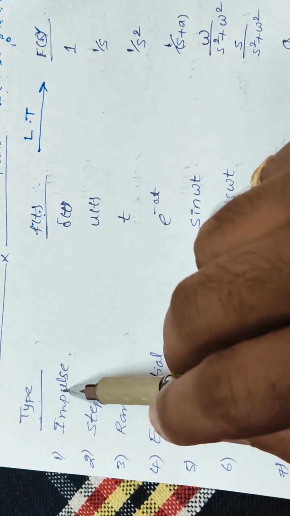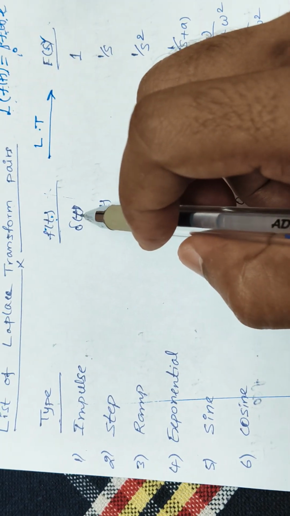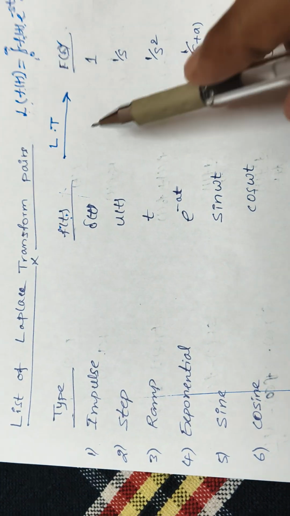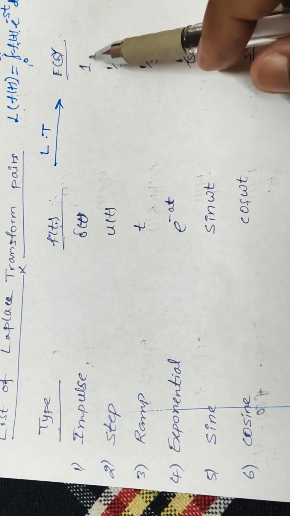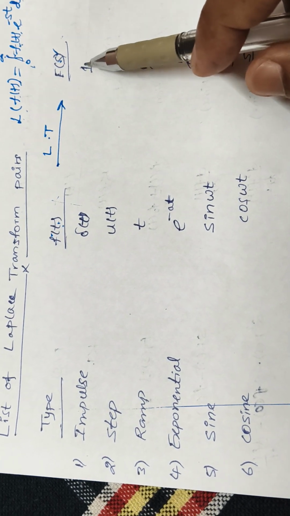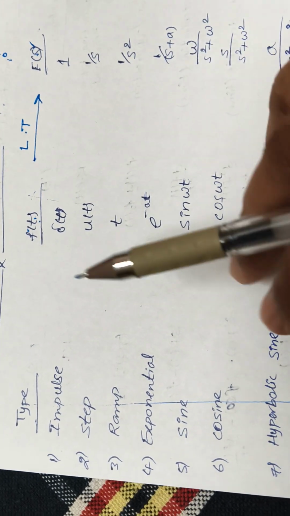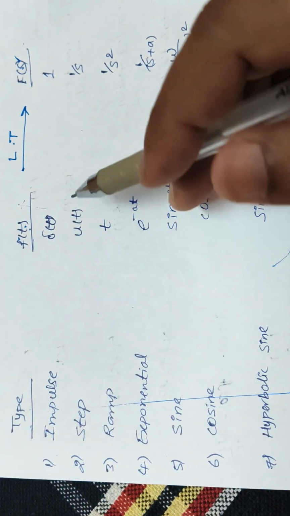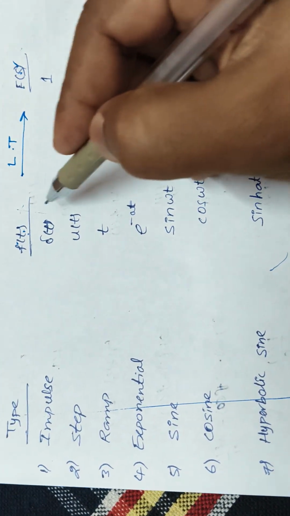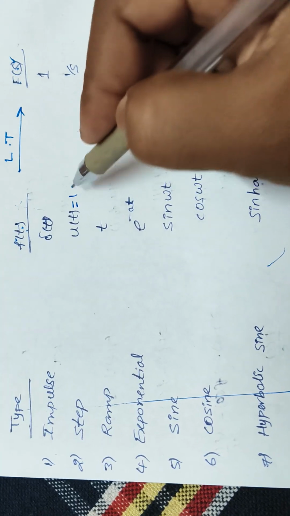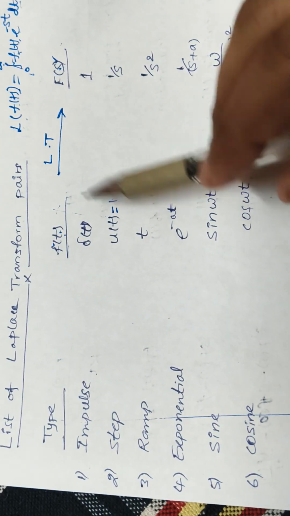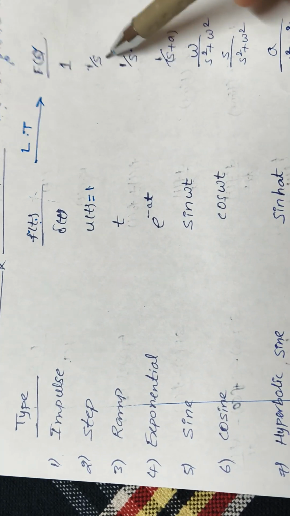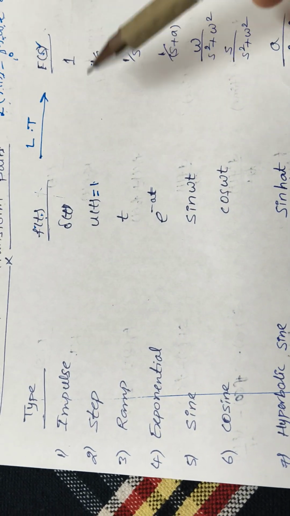So let us take impulse function. Impulse function representation is del of t. When you apply the Laplace transform to the unit impulse function, you'll get 1. That's what we've seen with the derivation also in the previous class. So what is a step function? Step function u of t. Unit step function is nothing but u of t is equal to 1. If you substitute u of t is equal to 1 or f of t is equal to 1, you'll get 1 by s as f of s.